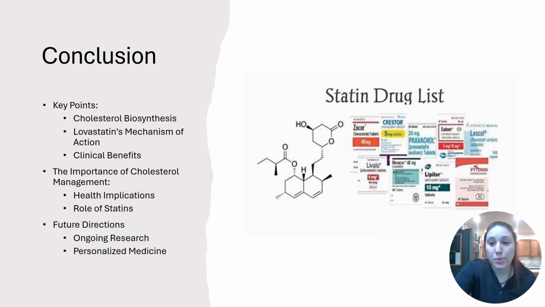Okay, so we explored the complex pathway of cholesterol biosynthesis and highlighted the critical role of HMG-CoA reductase in regulating cholesterol levels. And then we discussed how lovastatin, which is a statin drug, competitively inhibits HMG-CoA reductase, thereby reducing cholesterol synthesis in the liver. The benefits of lovastatin are managing hypercholesterolemia and reducing the risk of cardiovascular events, along with potential additional health benefits. So statins like lovastatin have revolutionized the treatment of hypercholesterolemia, offering a powerful tool to help patients achieve healthier cholesterol levels and improve overall cardiovascular health.